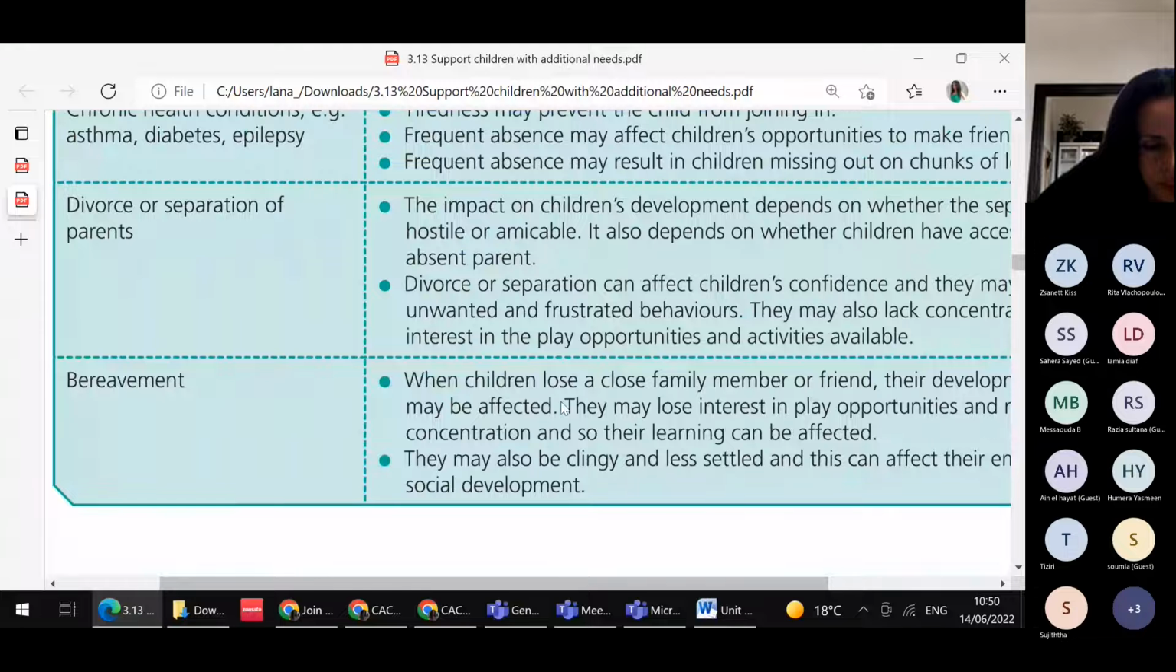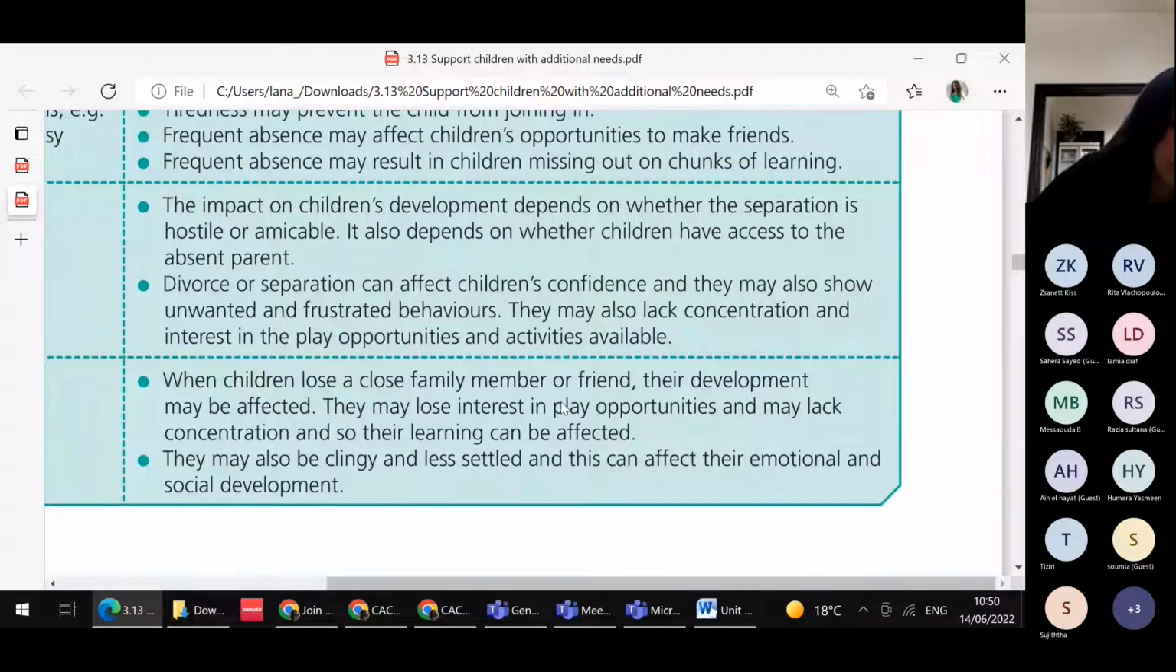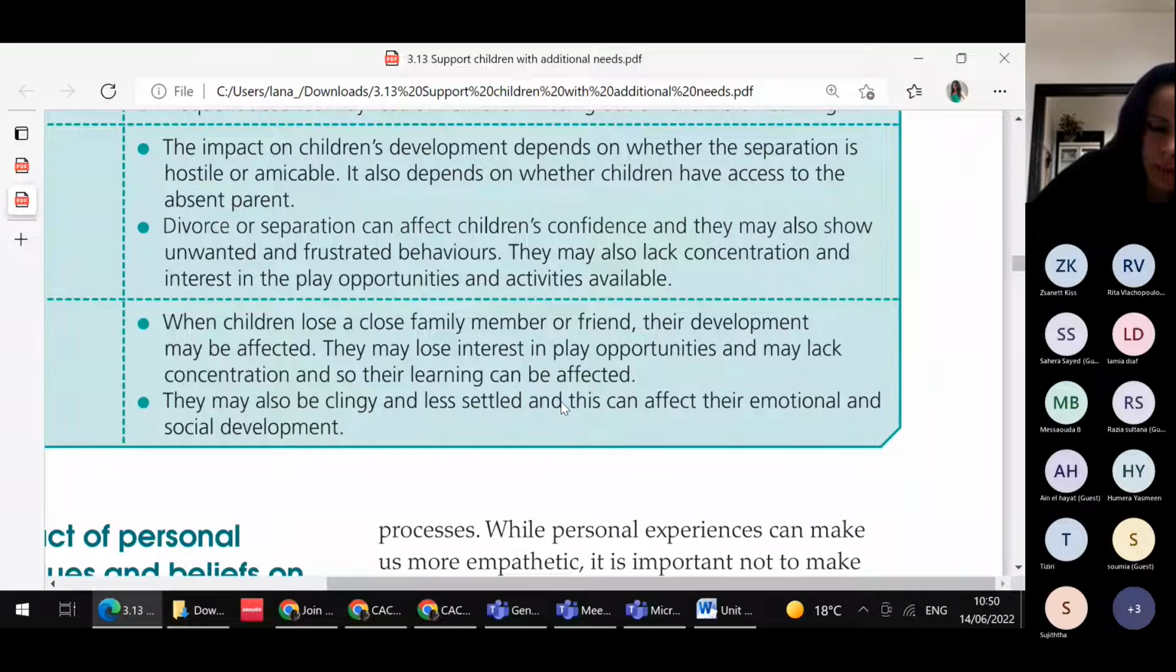Also, we have bereavement. So if the child suddenly lost one of the parents, who passed away, like a mother or a father or someone who's really, really close to him, like a grandmother or grandfather. So when the child loses a close family member or friend, or maybe another friend in the school or in the nursery just died, all this would affect the child's development.